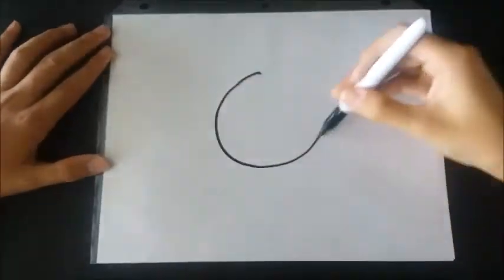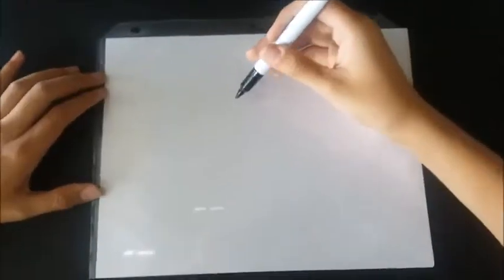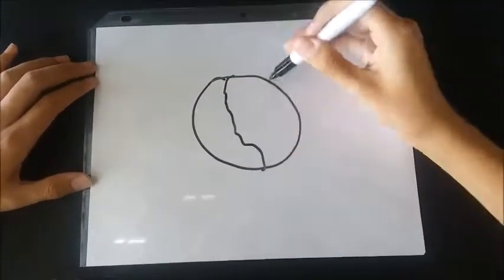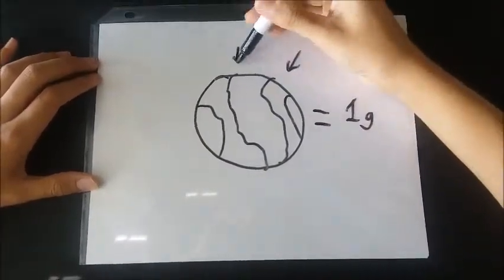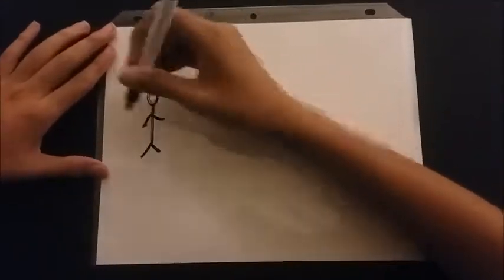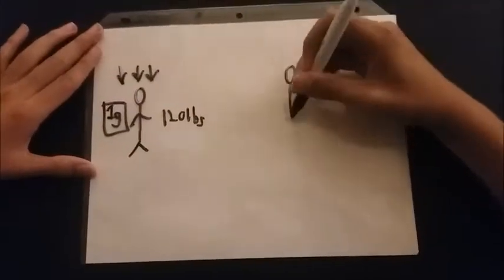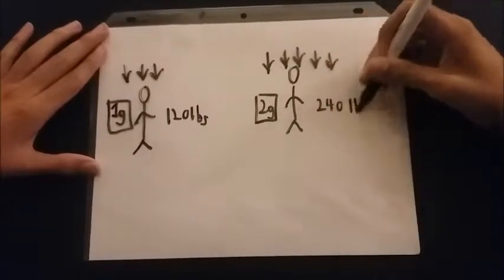Next is weight. Weight is how much gravity has an effect on you. Let me give an example. Right now you are probably sitting comfortably watching this video on Earth, which has 1 g of gravity. This 1 g is how much force gravity has on you, or the strength of the gravity. If you weigh, for example, 120 pounds on Earth, in 2 g gravity your weight would be 240 pounds because the force of the gravity is doubled. Therefore your weight is doubled.